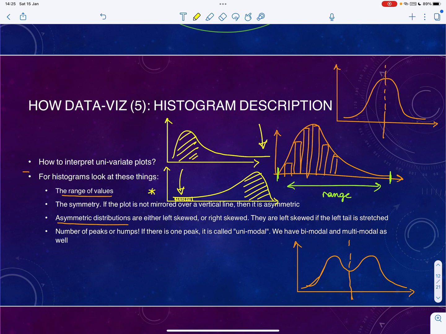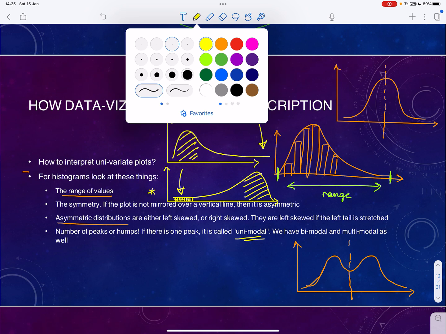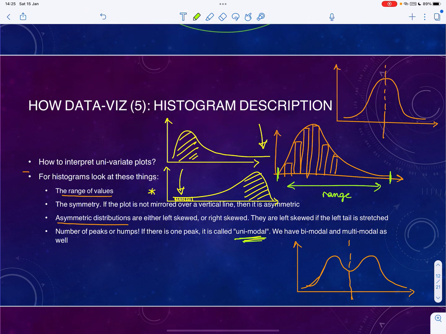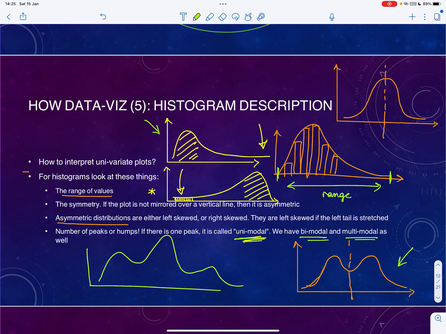Okay, the next thing that you need to comment is the number of peaks or humps. If there is one peak, it is called unimodal. Let me change the color. We have also bimodal and multimodal distributions. So this is unimodal. This is a bimodal distribution, and you might have a multimodal distribution. What do they mean? Normally it means that the items are coming from different populations.